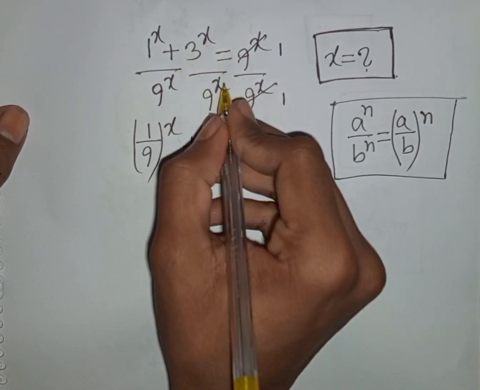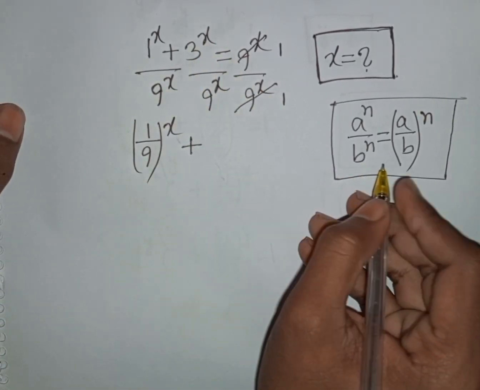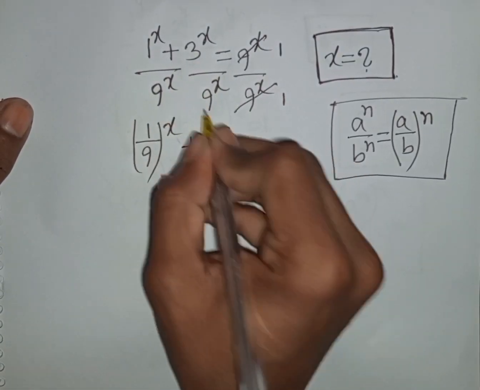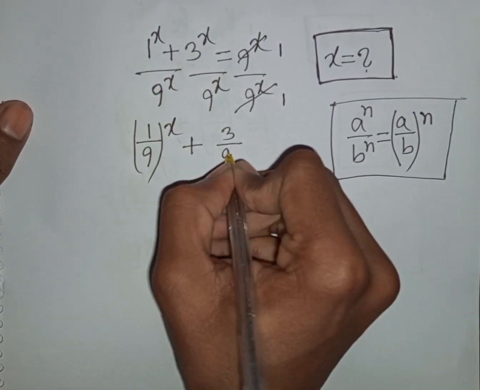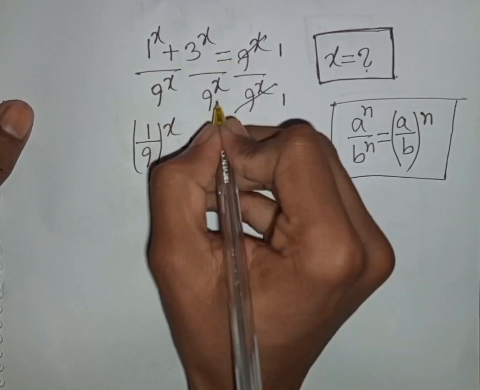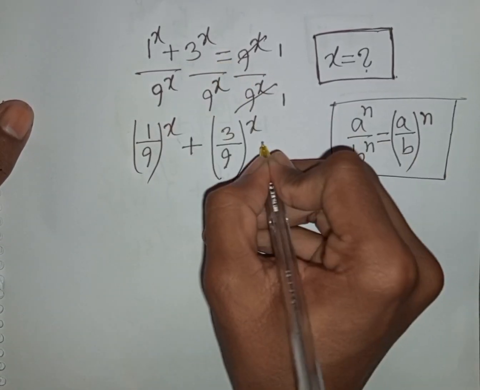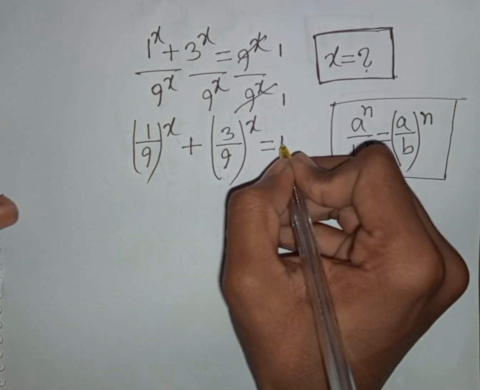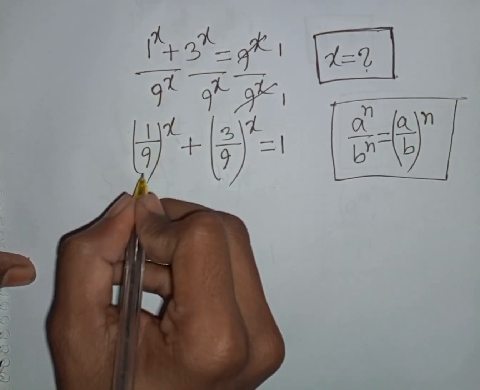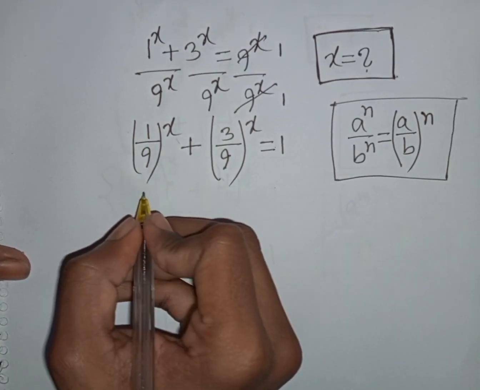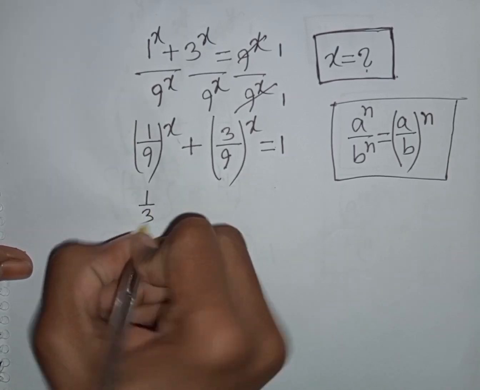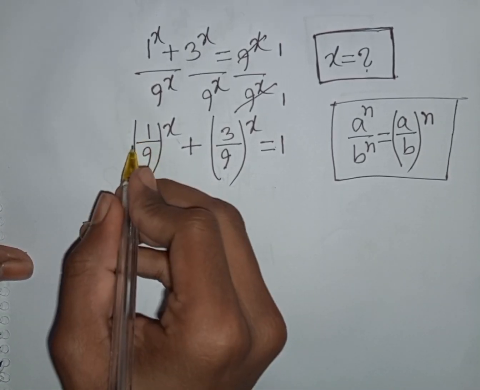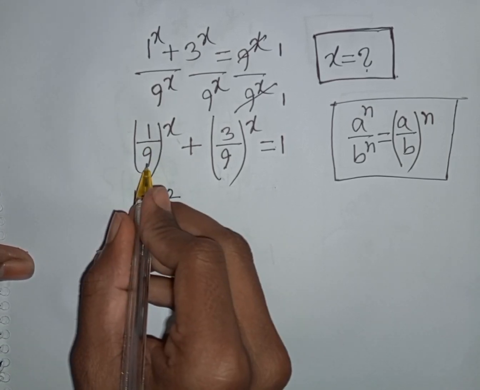Plus, we see again x is the same power but different base. So according to this exponential rule we can write here 3 over 9, then bracket common power x is equal to 1 divided by 1, that means it will be 1. Now 1 by 9 can be written as 1 by 3 bracket power 2.